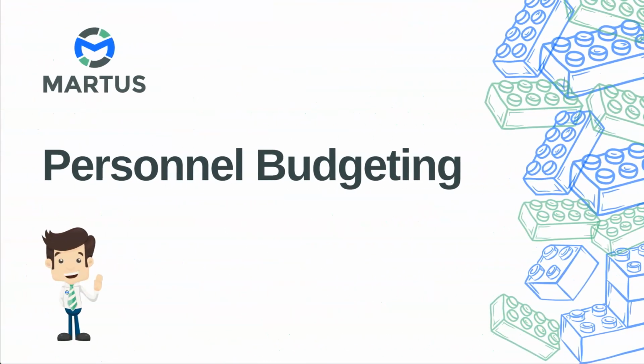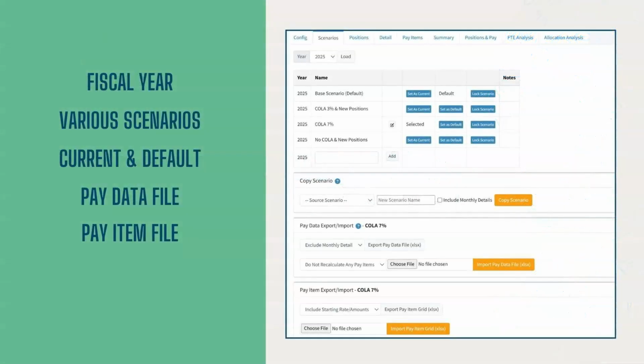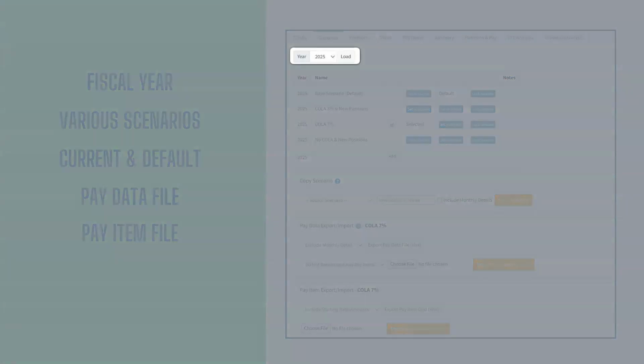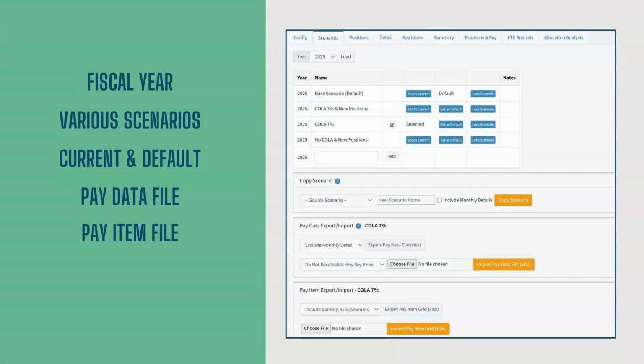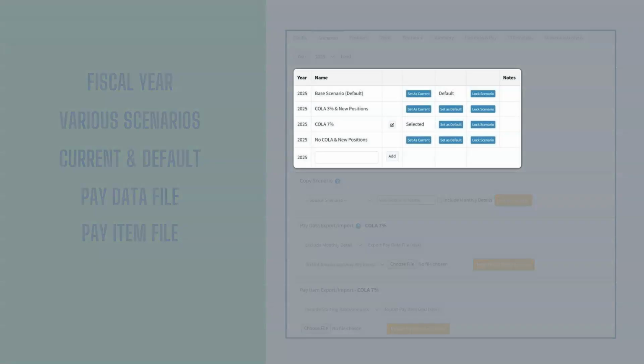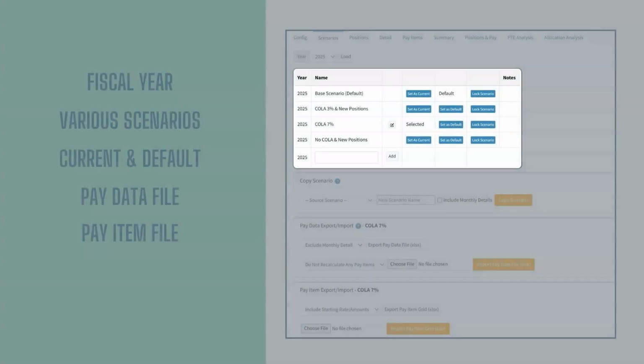Welcome. In this video, we're going to talk through personnel budgeting and specifically the Scenario tab within Personnel Scenarios. The Personnel Scenario page is going to indicate which fiscal year you're looking at. Each fiscal year within the Scenarios tab is also going to display all the scenarios that are available.